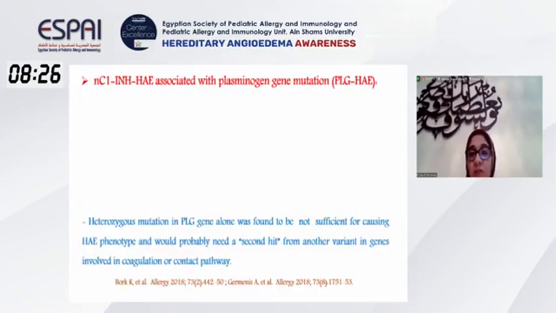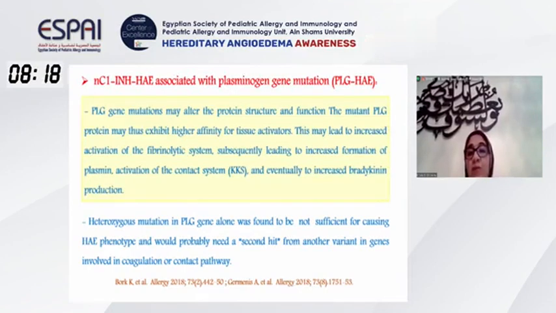With the mutation in plasminogen, the plasminogen gene mutation may alter the protein structure and function. The protein may thus exhibit a higher affinity for tissue activators. This may lead to increased activation of the fibrinolytic system, subsequently leading to increased formation of plasmin. The plasmin will exert stimulation for the contact system through activation of the production of activated factor 12 and the end result of increased bradykinin.